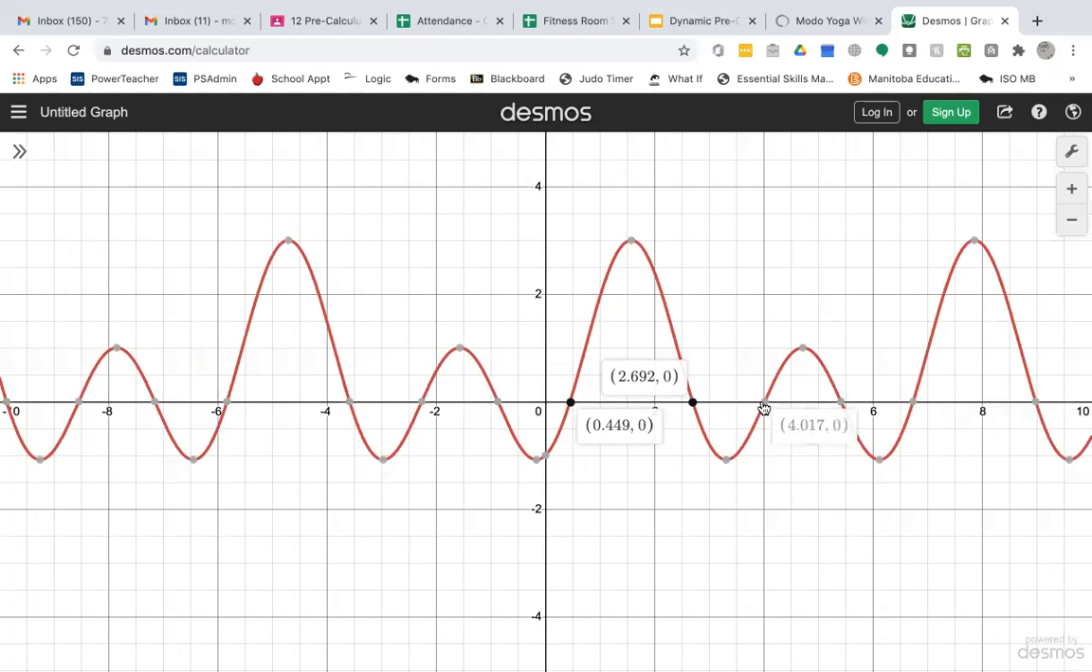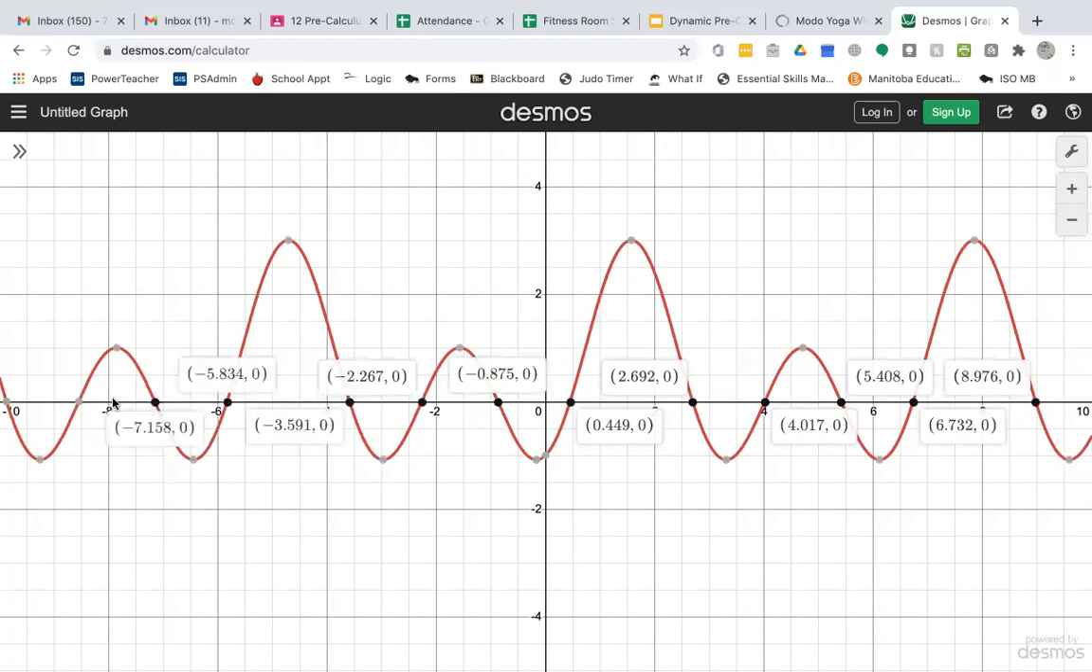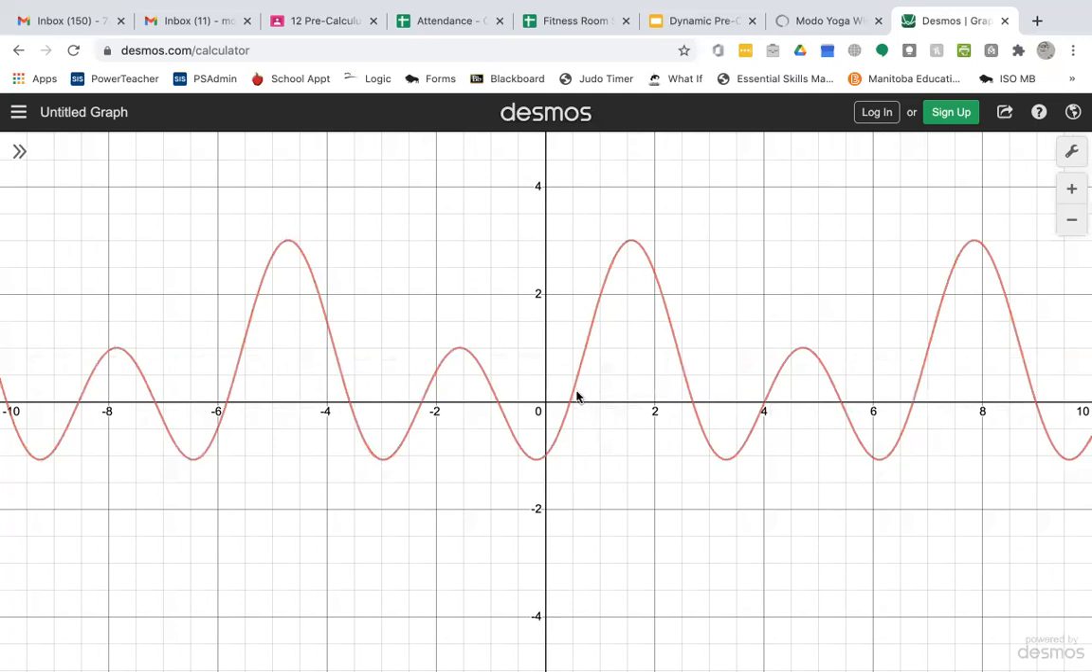And then to do it over the reals, you could list every single one of these forever. I don't mean just what's on the screen. I legit mean forever. Or you could just say these two plus 2 pi k, where k is an element of the integers.